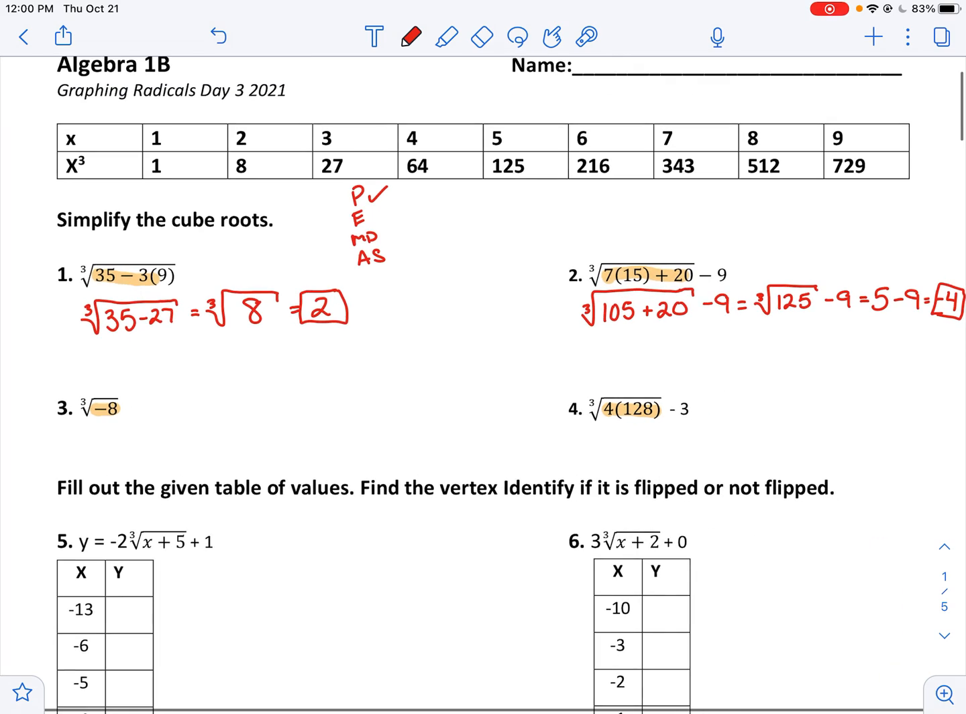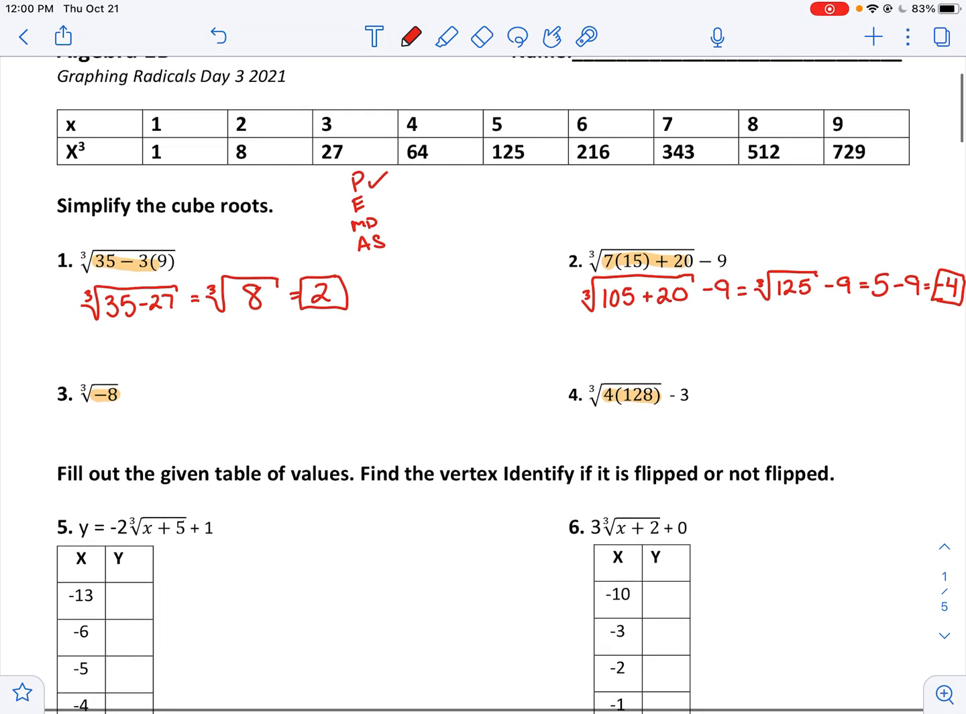All right, let's try these last two. If you'd like to try them on your own, you can always pause the video, try them, and then unpause to check your work. So here I've got negative 8, and there's nothing in here that I can simplify. There's no addition, subtraction, no multiplying I can do inside that cube root. There's nothing outside the cube root either. So I'm just going to take the cube root of negative 8, and since it's negative, it would be negative 2.